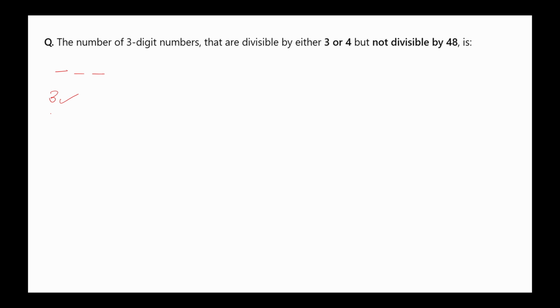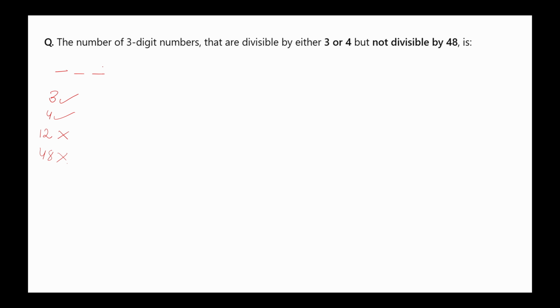That means for 3 we are going to take those numbers. If it is divisible by 4, we are going to take that number. If it is divisible by 12, we are not going to take that number. And also, what have they told us? It should also not be divisible by 48. So for 48 also, we are not going to consider that number. So there are 4 different things that we need to find out.